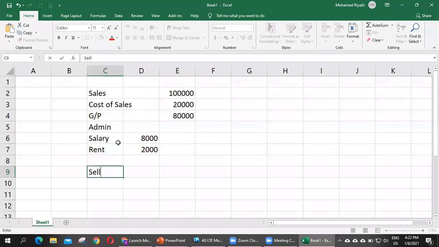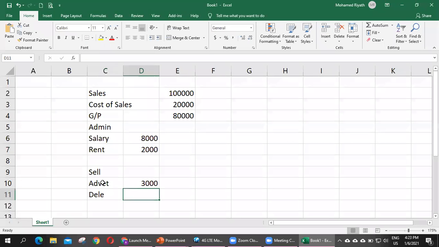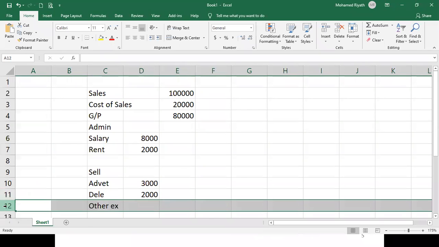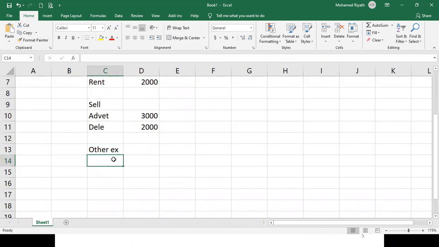And selling expenses: the advertisement say 3,000 and delivery cost 2,000. And right, other expenses, say for example a donation of about 20,000 and entertainment expenses about 20,000.